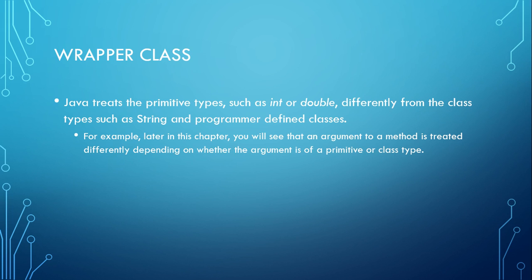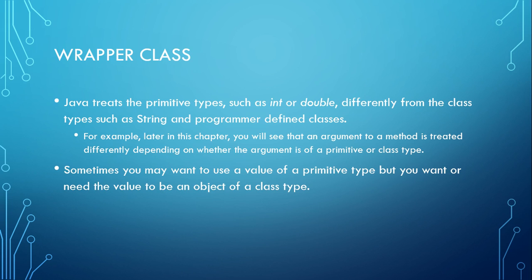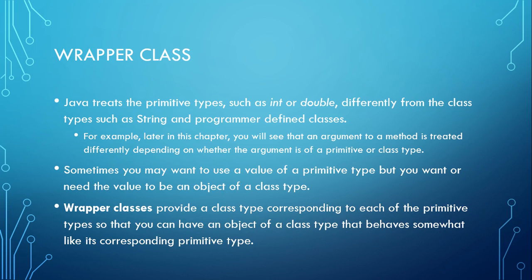Java treats the primitive types such as int or double differently from class types such as String and programmer-defined classes. For example, later in the chapter, we're going to see that an argument to a method is treated differently depending on whether the argument is of a primitive or of a class type. Sometimes you may want to use a value of a primitive type, but you need the value to be an object of the class type. Wrapper classes provide a class type corresponding to each of the primitive types, so you can have an object of class type that behaves somewhat like its corresponding primitive type.